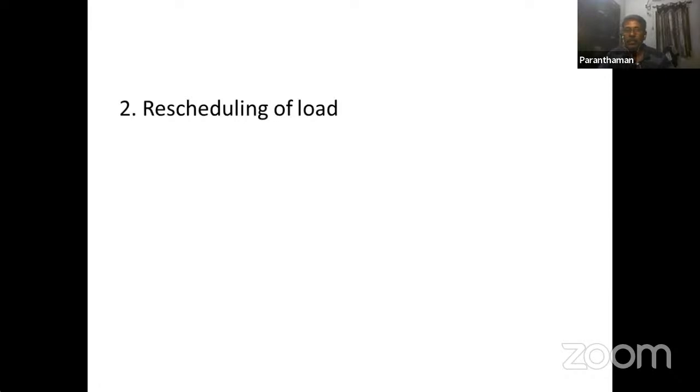Rescheduling of load. What is the rescheduling of load? Normally we meet the peak demand during morning peak and evening peak. We are asking consumers, HT consumers and all, but not the domestic consumer, to use the unimportant load during daytime, not during the peak hour.